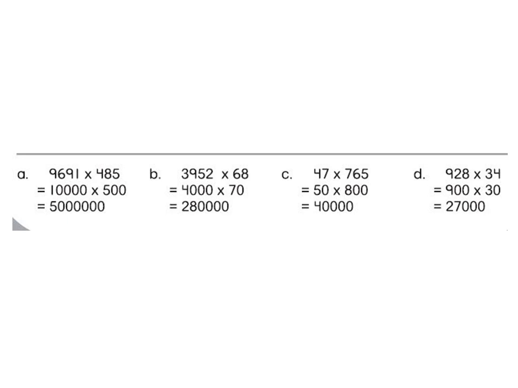Concentrate on question number B. 3952 is rounded off to 4000 and 68 is rounded off to 70. So our estimated calculation will be 4000 into 70, which gives us 280000. Likewise, the other problems are also solved. I hope everyone did correctly.